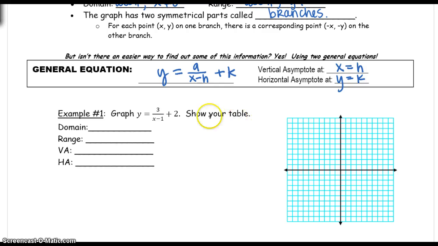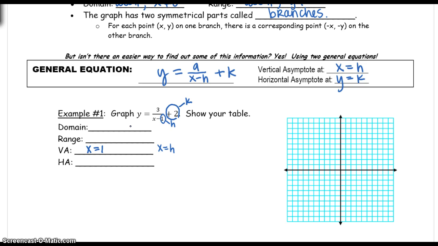It says graph it, show my table, and it's asking me for all this information. I'm going to go straight to the vertical asymptote. We know for a vertical asymptote, x equals h. Well, what is h in here? Let's look at this a little bit. In a over x minus h, that must be our h, and then plus k, so that must be k. So our vertical asymptote would be x equals 1.